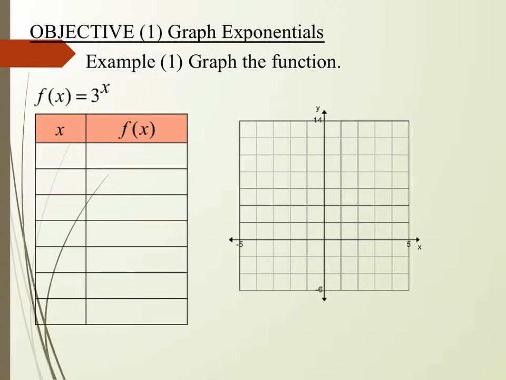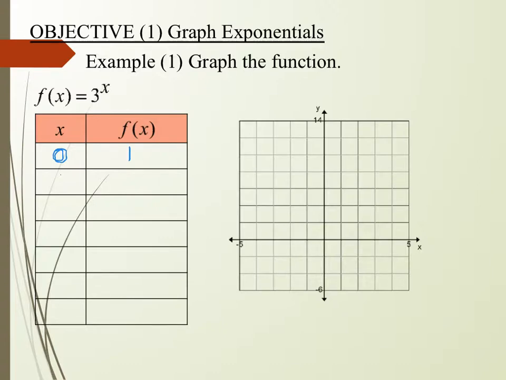Our first objective is to actually look at how to graph exponentials. So in our first example, we're going to write out the numbers for x and f of x, and then we're going to plot them and see how the graph works. So we're going to start with the first number, 0. When x is 0, we have 3 raised to the 0 power, and we notice from previous experience that anything raised to the 0 power is just 1.